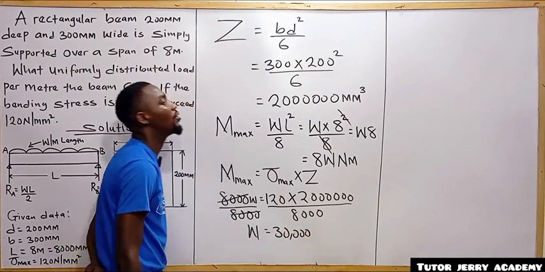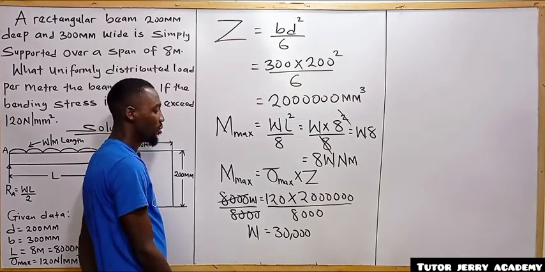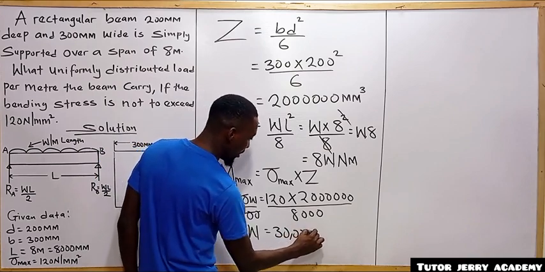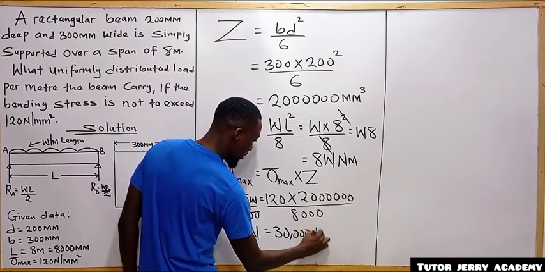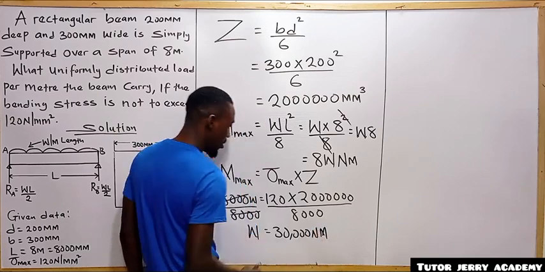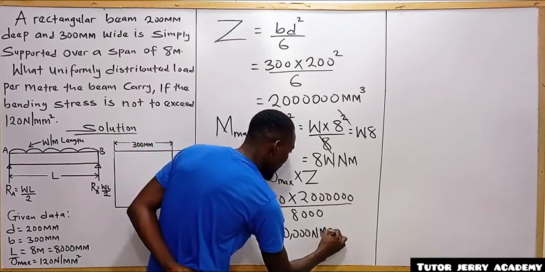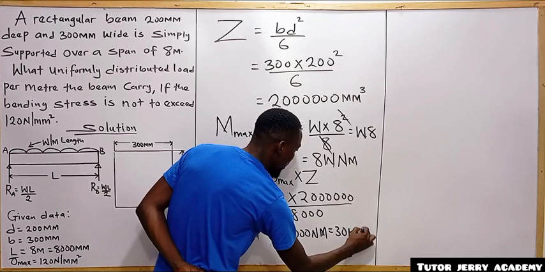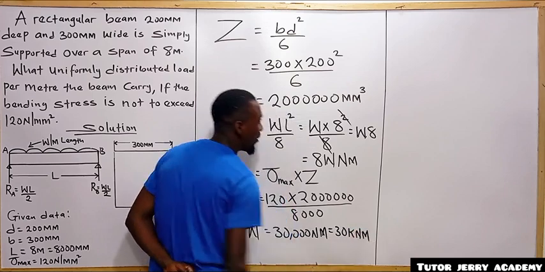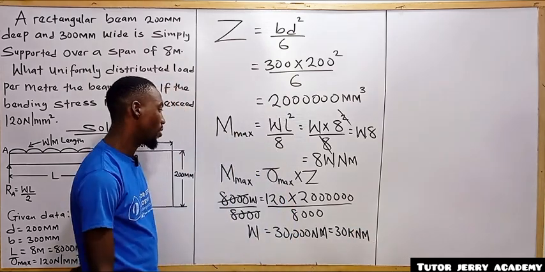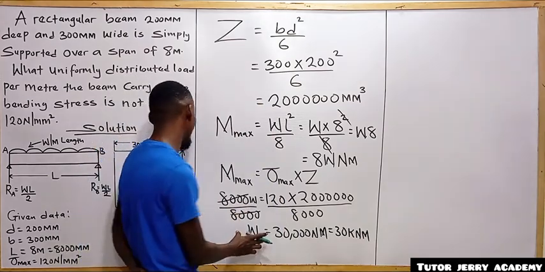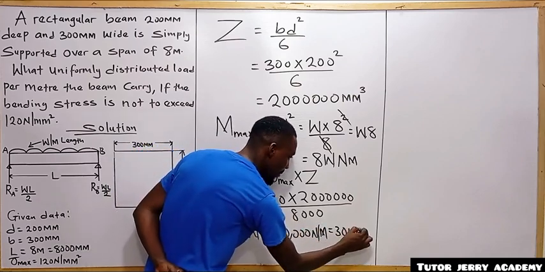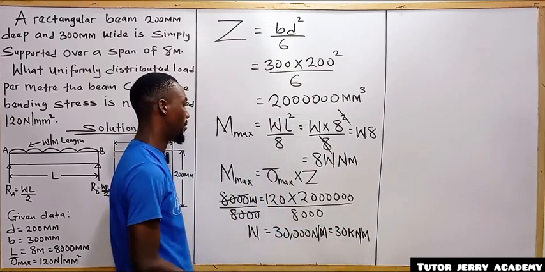So we are going to have this to be 30,000 Newton meter, or you can take it to be 30 kilo Newton meter. It's going to be per meter because it is a uniform distributed load. So Newton per meter. Take note of that, please.